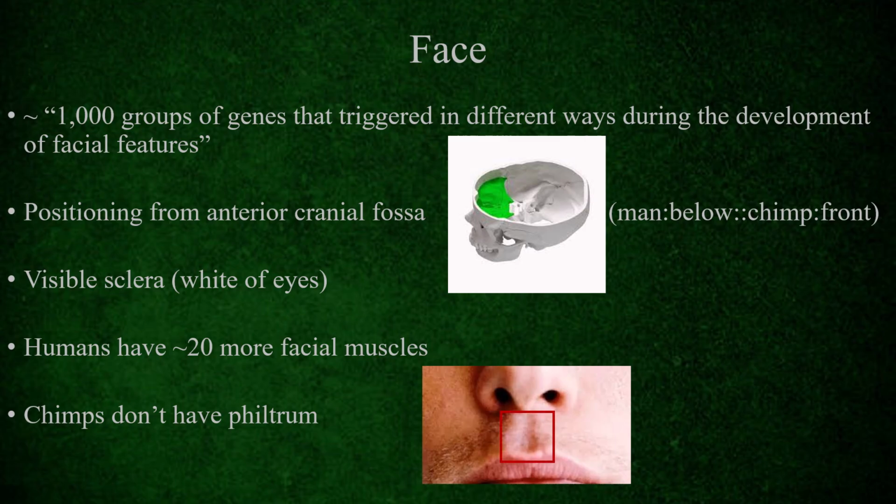And chimps don't have that little divot between our nose and lips like we do, which is called the philtrum. And finally, chimps don't really have foreheads at all because of where their faces are positioned, unlike us.